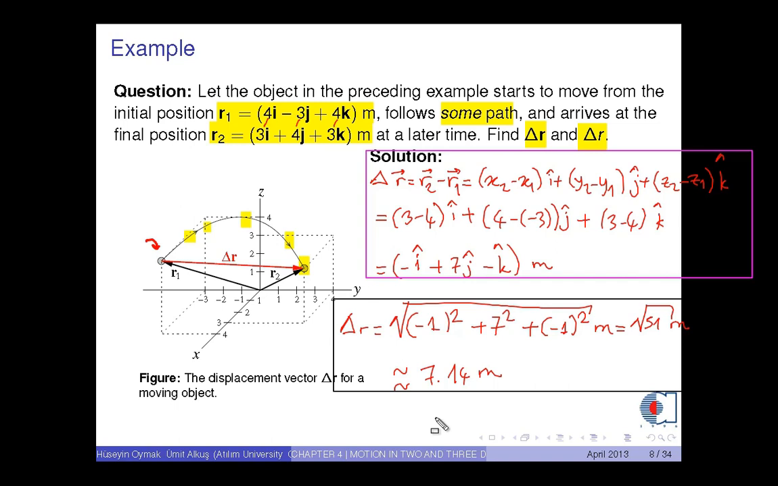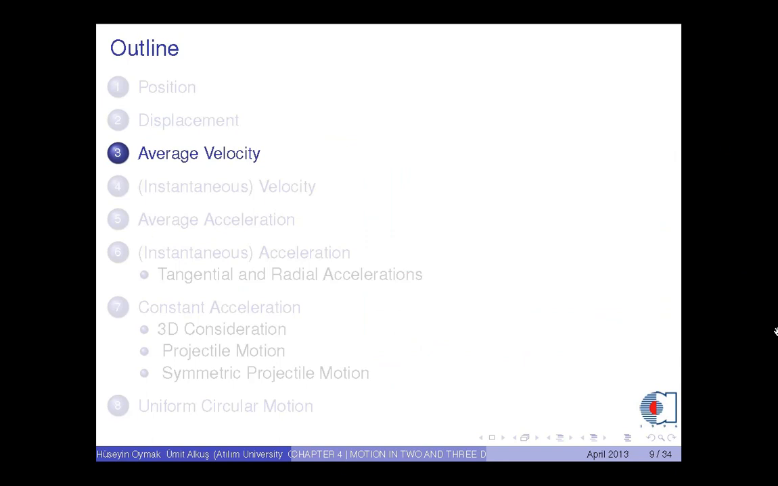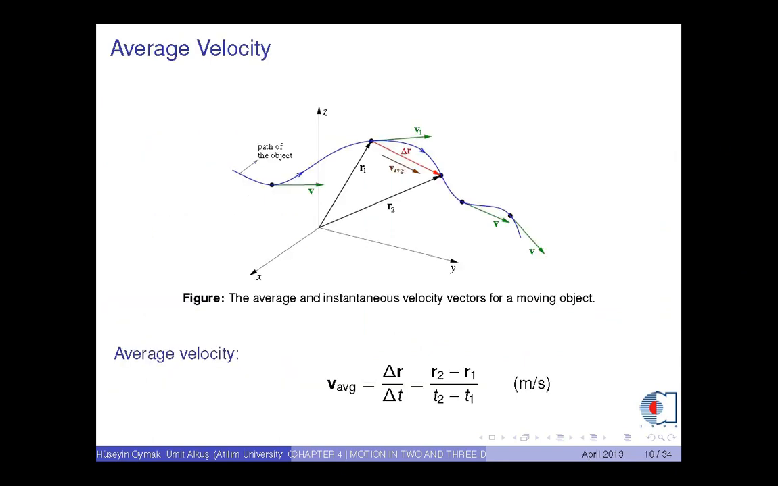Now, we are ready to discuss average velocity. Consider the object in the preceding examples. Let its position vector at time t1 be r1 and at time t2 r2. Then the time interval is delta t, and it is equal to t2 minus t1.